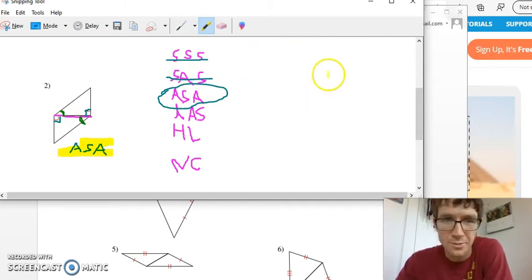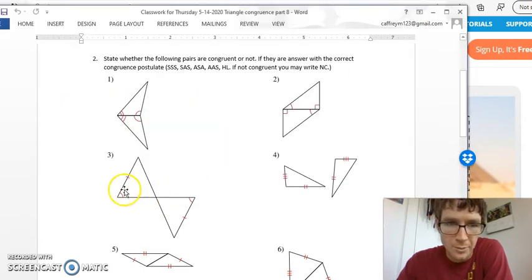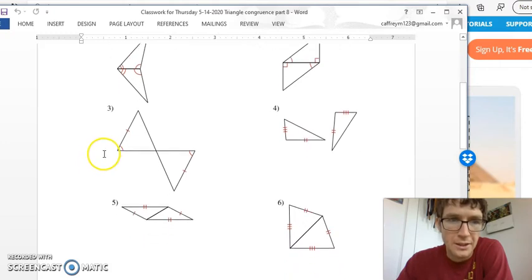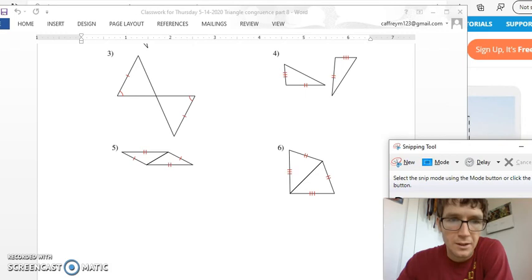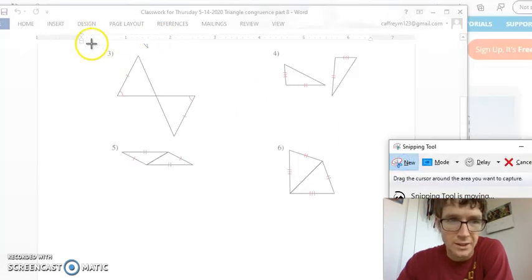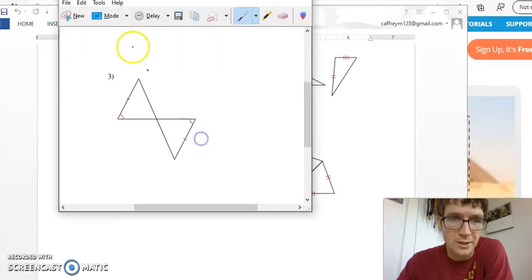Okay, so I think that one was pretty straightforward. I'm going to try another one. I'm going to do number 3. And a lot of this should be a review. This is kind of like our concluding assignment. So give it the best shot you can, and let me know if you have any questions on these.